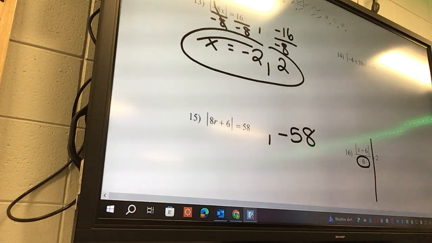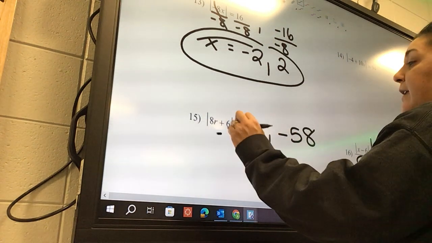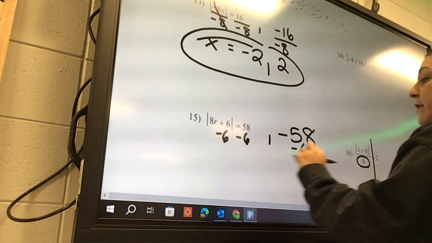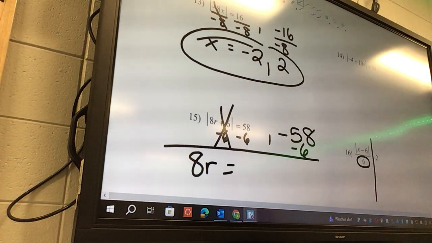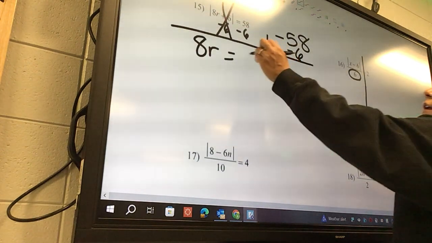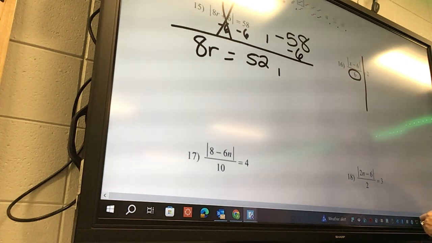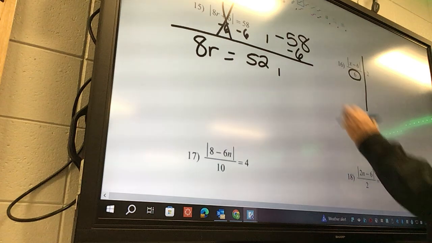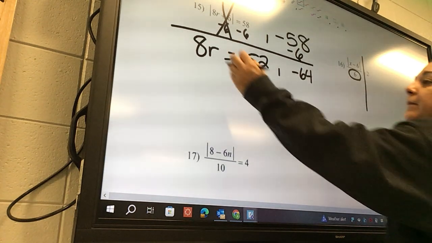Okay, well now if we're looking on the inside of the bars, what needs done? Minus 6 on both sides. Okay, so we're going to say minus 6, minus 6, minus 6. So I get AR equals, what is 58 minus 6? 52. Okay, negative 58 minus 6. Negative 64. Okay, and then what? Doing with the 8, what needs done? Divide by 8.